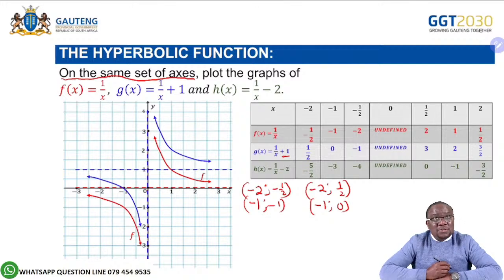So this is your g of x. Now you should have an idea: where are we going to have our horizontal asymptote for h of x? I'm going to give you 2 minutes to sketch h of x, and those who want to make corrections for g of x, let's just do that in those 2 minutes.